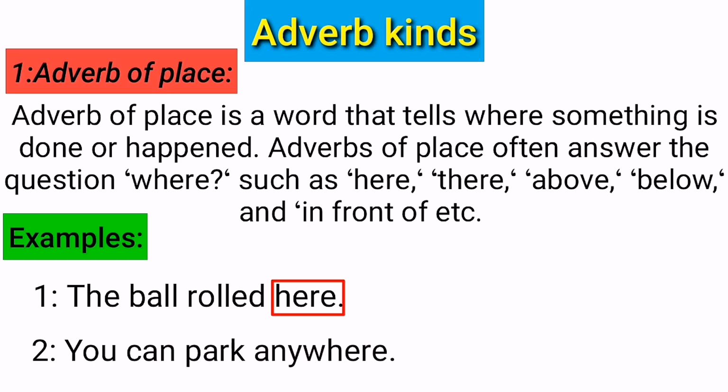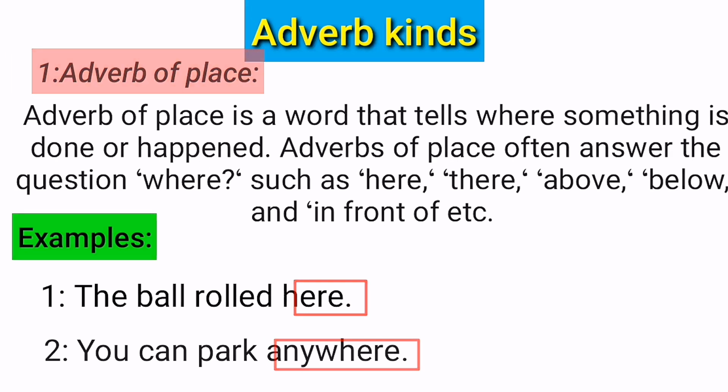You can park anywhere. In this example, the adverb, anywhere, is an adverb of place because it tells us where something is located. Basically, in the sentence, you can park anywhere, the adverb anywhere modifies the verb park to indicate that the car can be parked in any place.